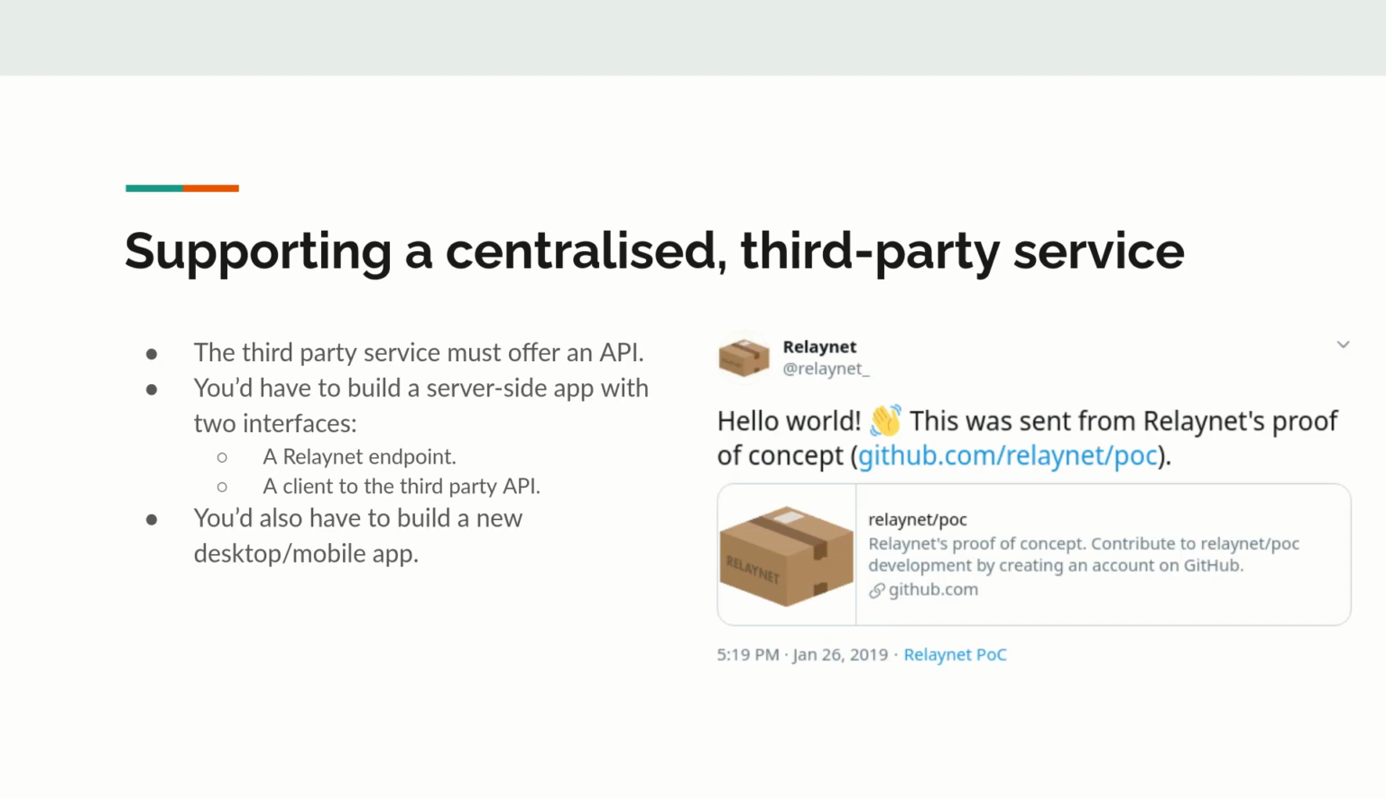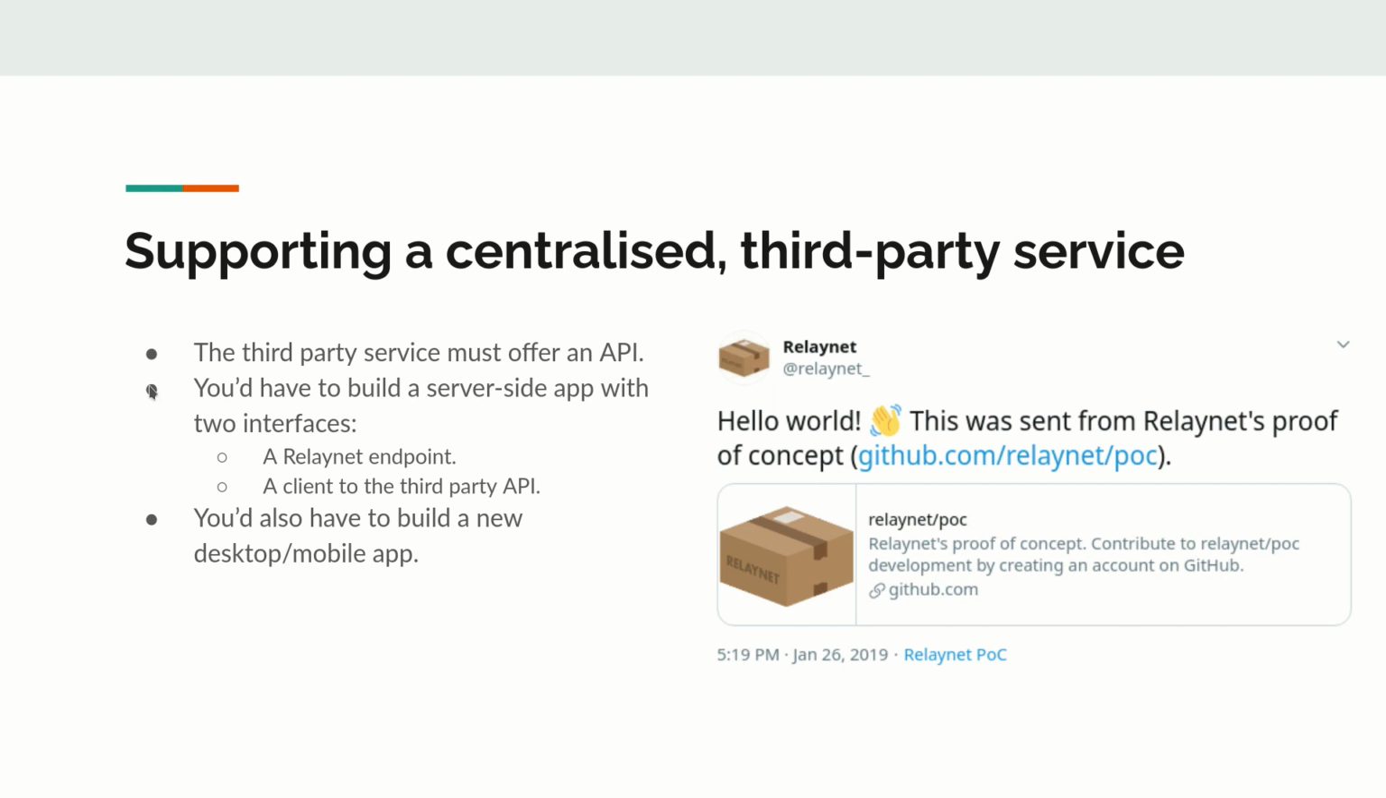If you happen to be interested in adding Relaynet support to a pre-existing centralized third-party service, that's also possible. As you can see on the right-hand side, the proof of concept for Relaynet did this with Twitter. So the user was able to post that tweet with no access to the internet. Obviously a prerequisite for this is that the service provider must offer an API to do that. If that's not the case, then really there's no way to do that.